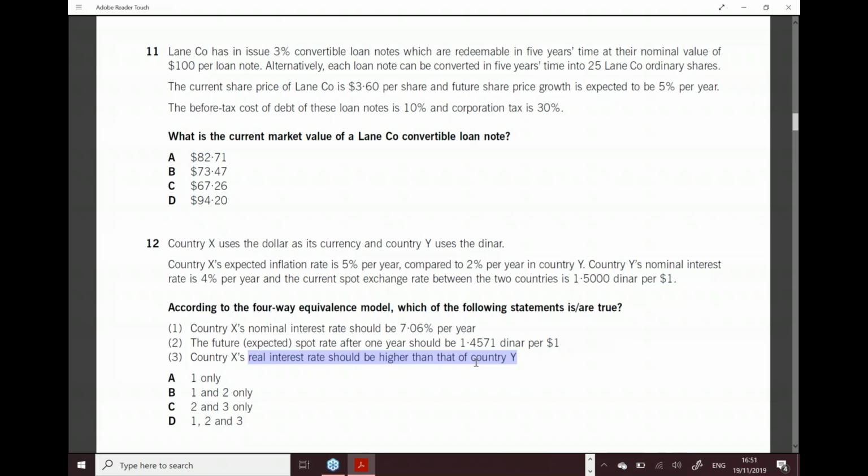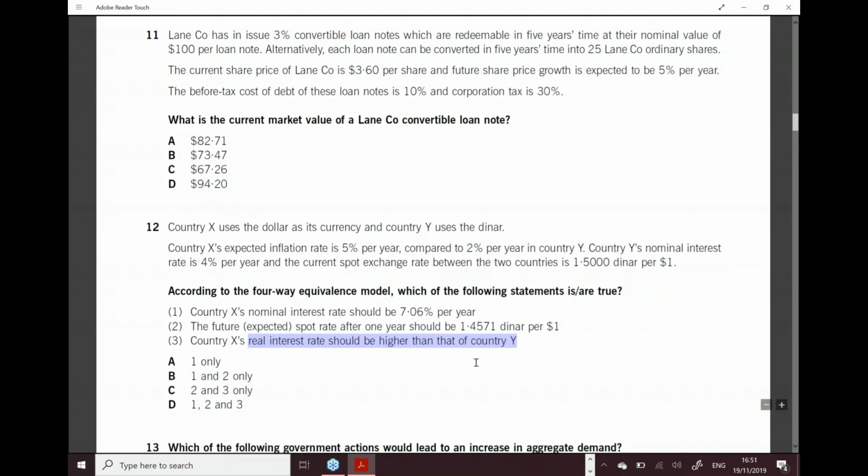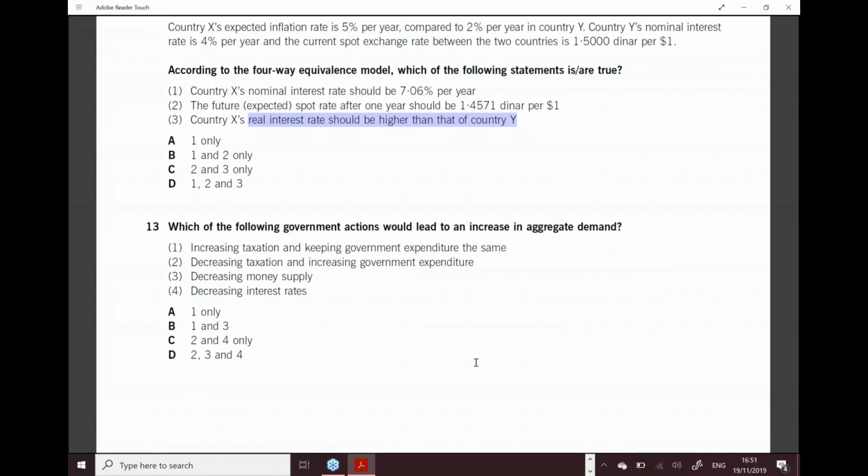Which of the following government actions should lead to an increase in aggregate demand? If aggregate demand is to increase, the components of aggregate demand should increase, which is consumption expenditure, or C plus I plus G, and X must increase or M must reduce. So we need to see which of these will contribute towards each of those. If I increase taxes, consumption is going to fall. So that's not our answer.